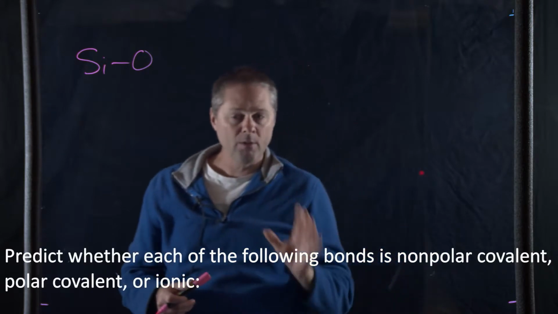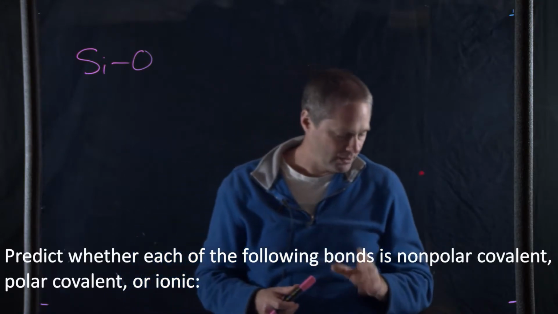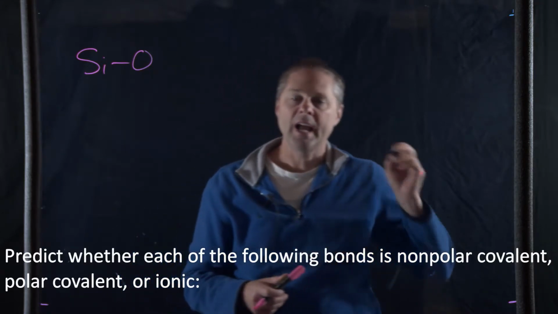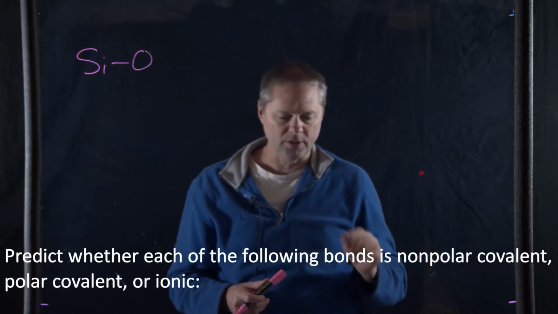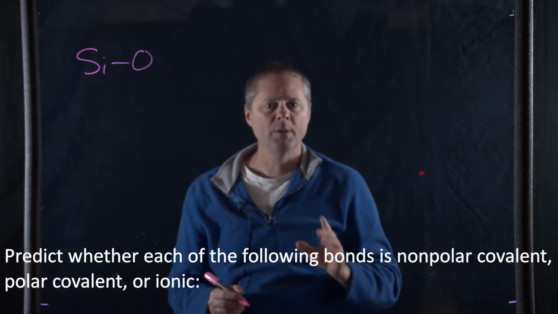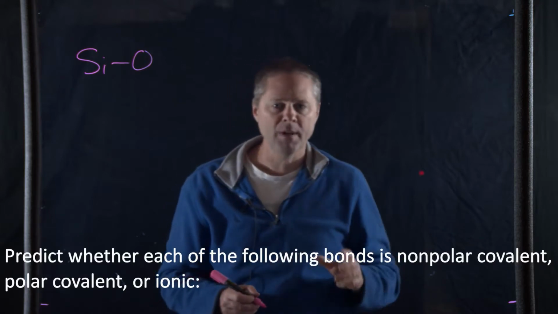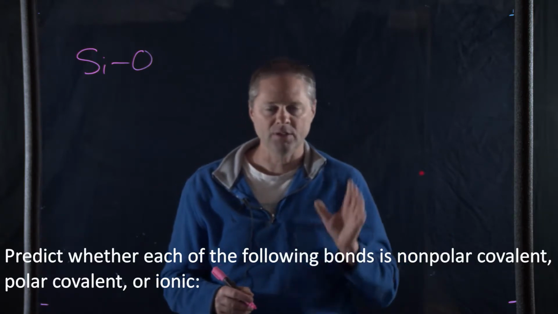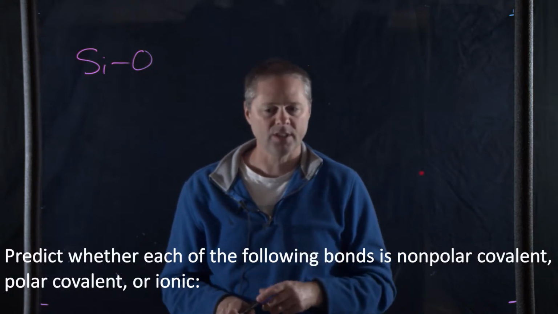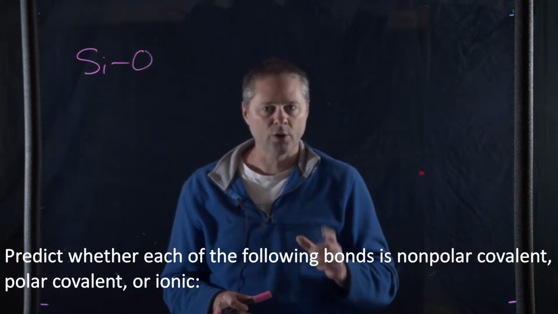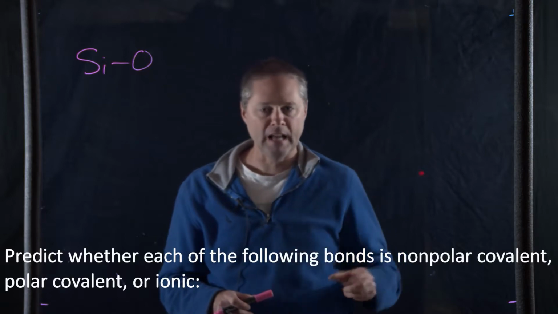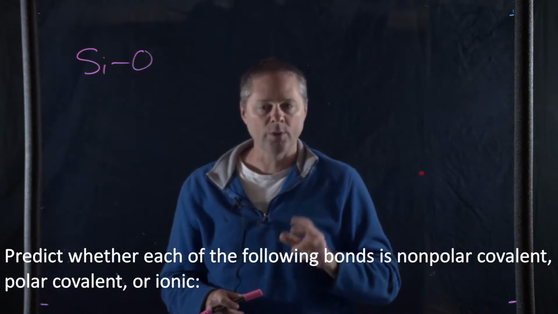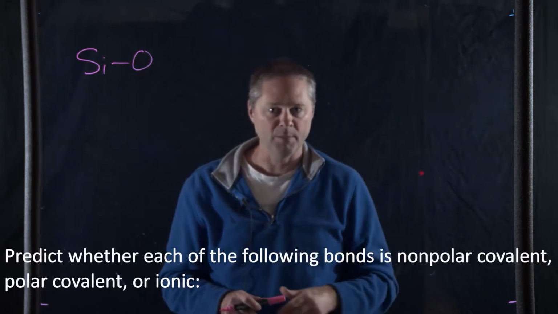Now, the ionic bonds are going to be between metals and non-metals. The covalent bonds are going to be between non-metals and non-metals. So let me repeat that in case there's any confusion. The ionic bonds are going to occur between metals and non-metals. The covalent bonds are going to occur between non-metals and non-metals, all right?